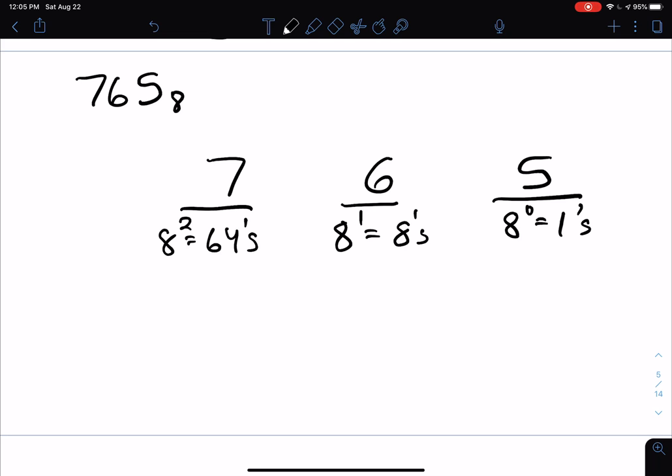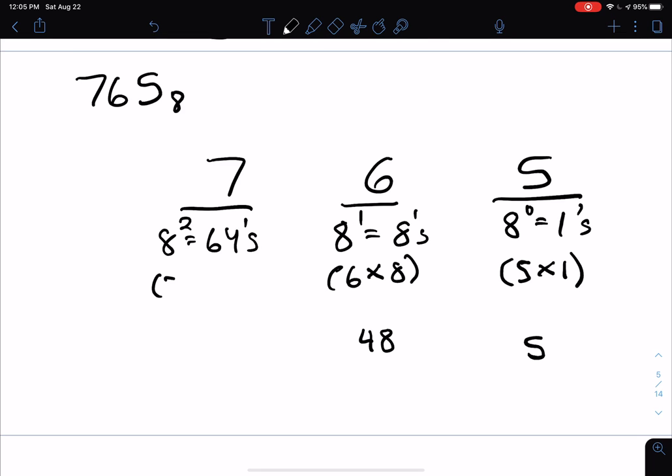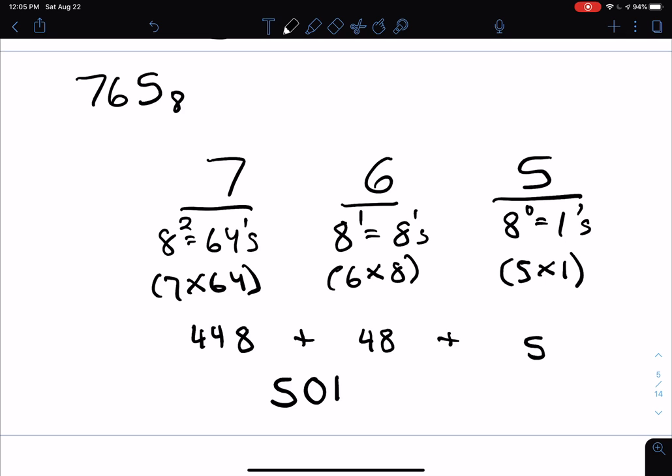So over here we've got 5 groups of 1. So we do 5 times 1, which is 5. Here we've got 6 groups of 8. So we do 6 times 8, which is 48. And then here we have 7 groups of 64. So we have 7 times 64. See, 7 times 4 is 28. 7 times 6 is 42, plus 2 is 44. We're adding all those up: 5, 53, 501. So I'm getting 501 in base 10. So 501 in our numbers is the same thing as 765 in base 8.